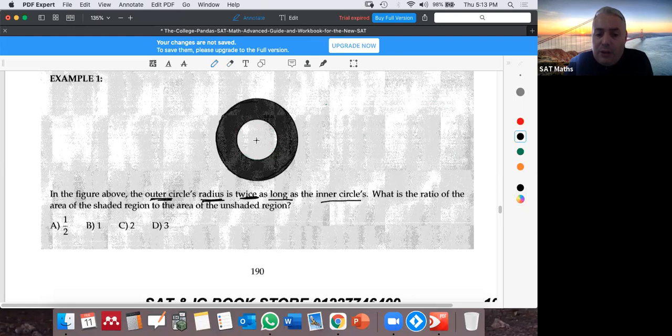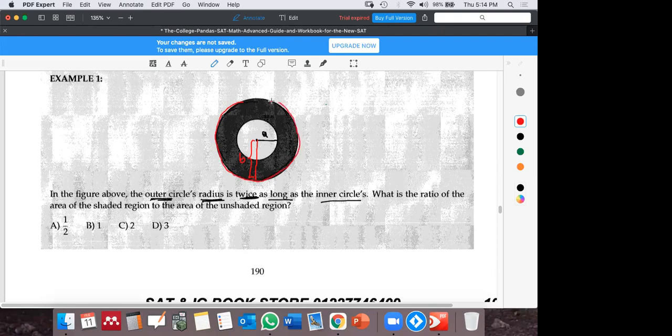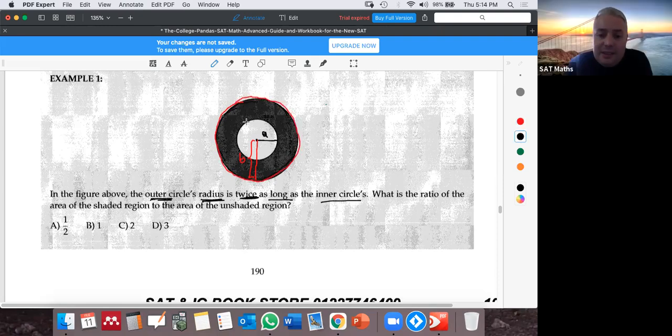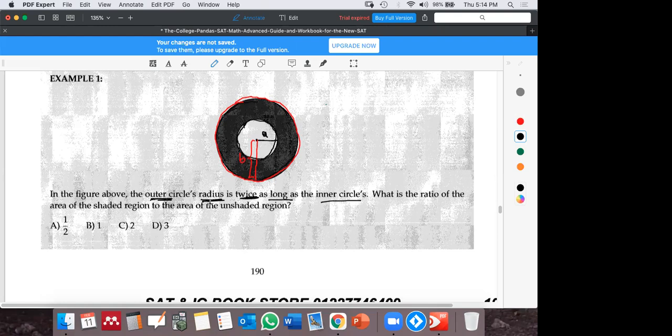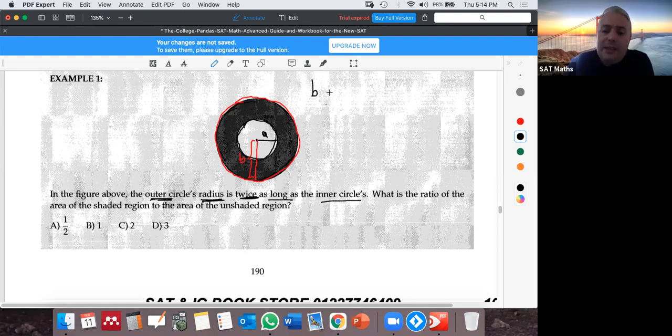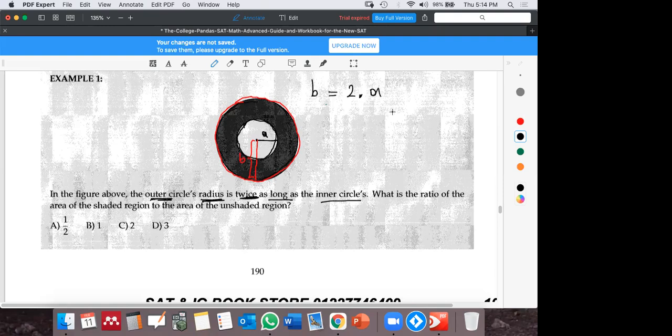So if I call the radius here A, or you can say R1, no problem, and the big one B, what does B mean here? The radius of the outer circle, the biggest circle. This is the biggest circle, and this is the smallest circle. So radius A, radius B. The relation: B is equal to 2 times A. Is it okay? B is equal to 2 times A.